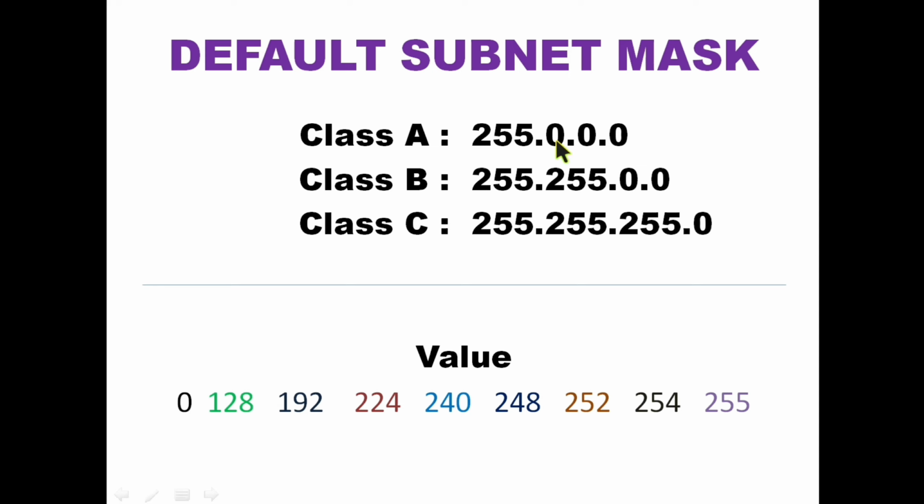In class A, we can change only the second, third and fourth numbers that have 0, but we cannot change the 255. In the same way, in class B, we cannot change the 255, but we can change the third and fourth numbers to any of these numbers. In class C, we cannot change the three 255s, but we can change the last number, that is the fourth number, to any of these numbers.